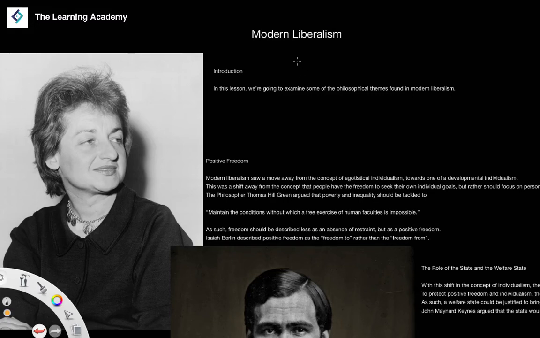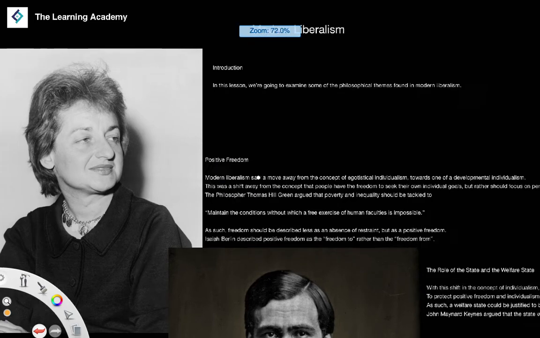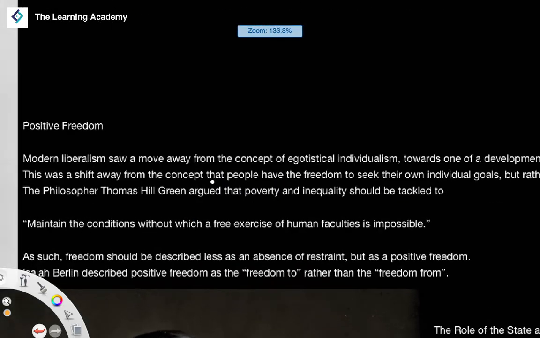So in previous lessons we were focusing mainly on the concept of classical liberalism, the liberalism of John Locke, John Stuart Mill, and other thinkers. Well, in this lesson, we're going to move away from classical liberalism and the values of classical liberalism, and look at more modern themes in liberalism, and look at more modern thinkers. And we're going to begin by looking at the concept of positive freedom.